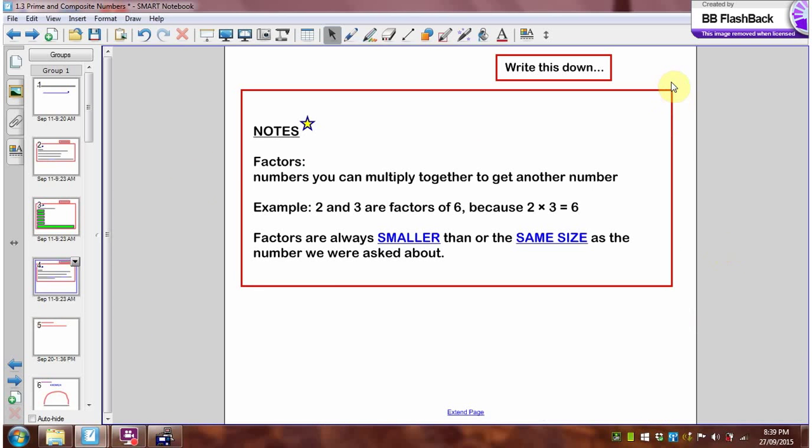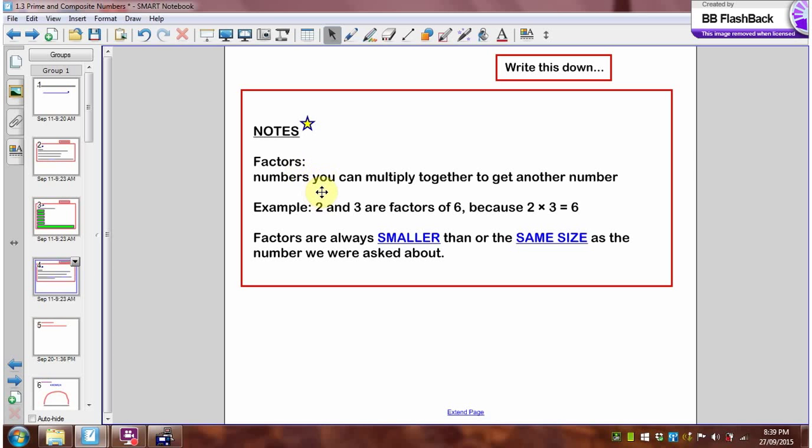So we also learned about factors. We had multiples and then factors. These are 2 things we've learned about so far in chapter 1. I want you to write this down, because we talked about factors, but we did not get an actual definition down in our exercise books. So write this down. Notes, factors.